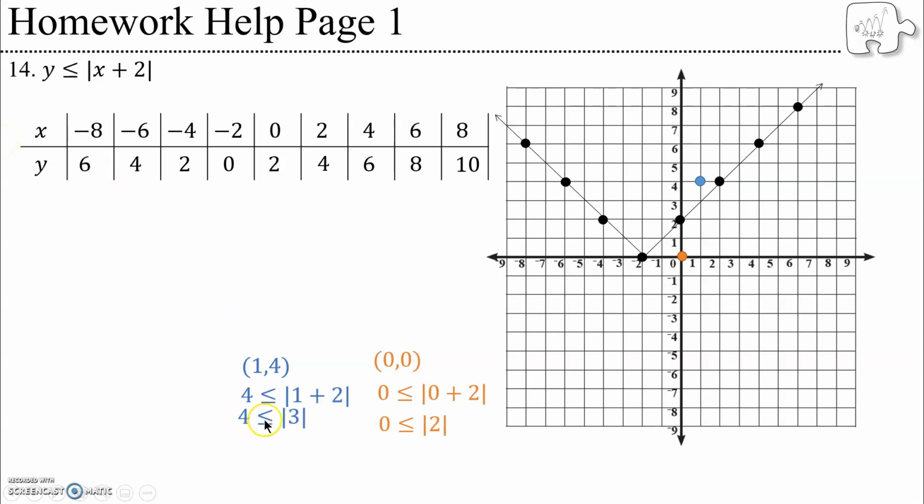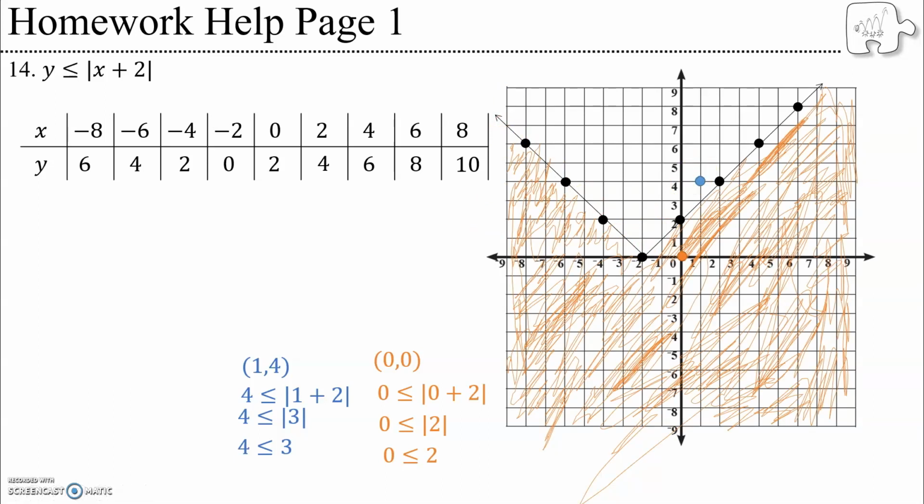So we have 4 is less than the absolute value of 3, or 0 is less than the absolute value of 2. Right, they're both positive, so they stay the same. So 4 is less than or equal to 3, or 0 is less than or equal to 2. Obviously, 3 is not bigger than 4, but 2 is bigger than 0, right? This was orange, so this will be below the V. So shade in everything below the V, and we have our solution.